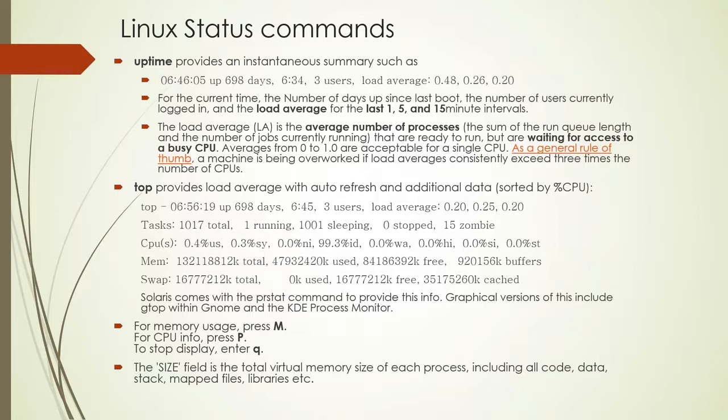Uptime provides an instantaneous summary, like how much time the server has been up. On this particular server where I tried this command, it says it was up 698 days, what time it started, what the load average is, and so on. After the load average there are three values: 0.48, 0.26, and 0.20. This is the load average for the last 1 minute, last 5 minutes, and last 15 minutes.